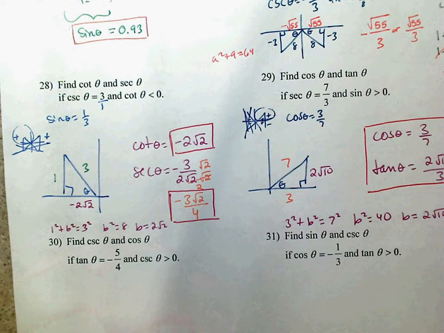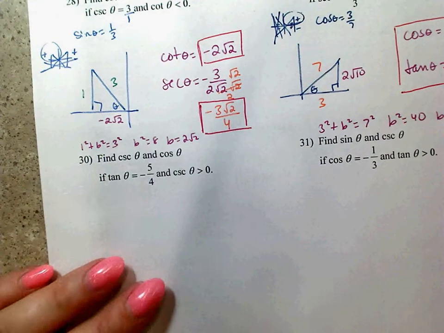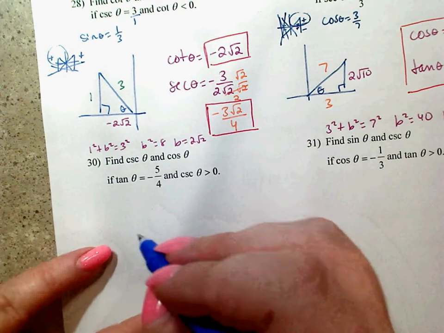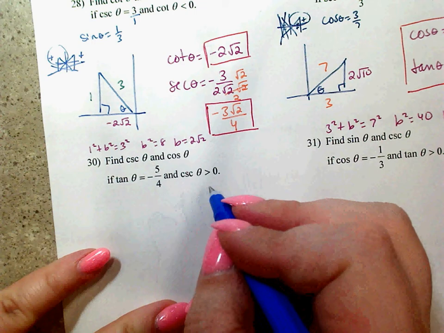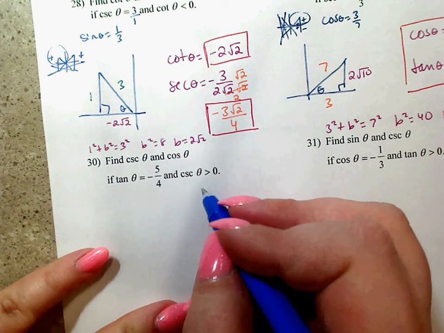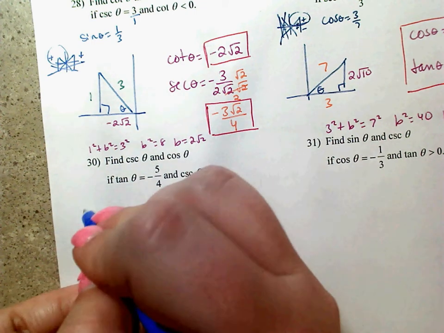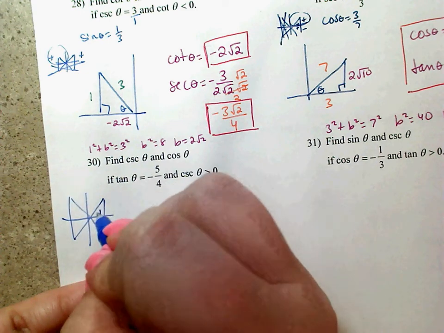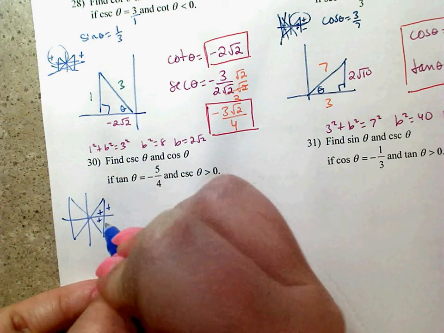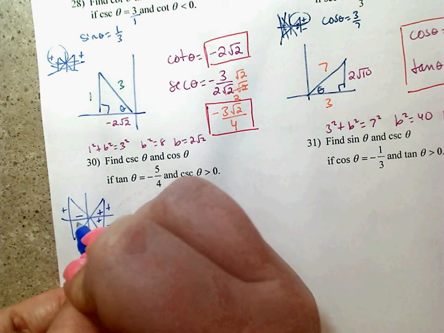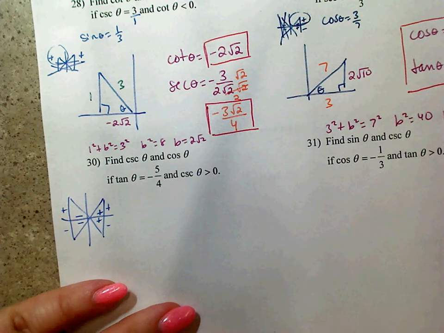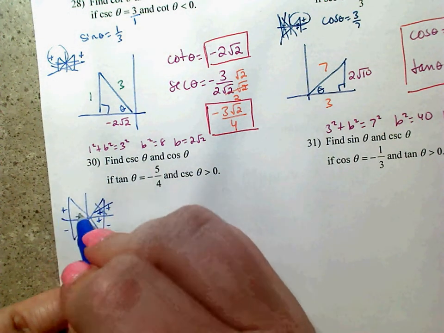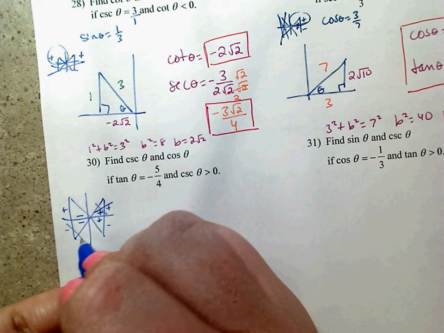Number 30. Find cosecant and cosine if tangent is negative 5/4 and cosecant is positive. So tangent is negative. Let's talk about the bow tie. Positive, positive, right up, right down, left up, left down. Tangent is opposite over adjacent, so positive over positive, that's out. It's got to be negative. Positive over negative, that's in. Negative over negative, that's positive. And then negative over positive, that's in.